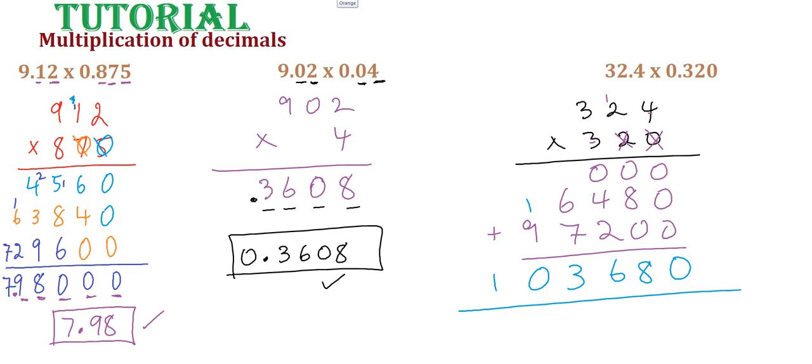I just need to put the decimal place in the right place. So 1, 2, 3, 4. 1, 2, 3, 4. So the decimal point goes there. You might want to tidy it up a bit. 10.368 is the final answer. You can have 10.3680, but this is the best answer.